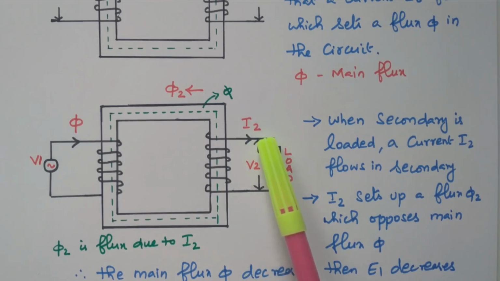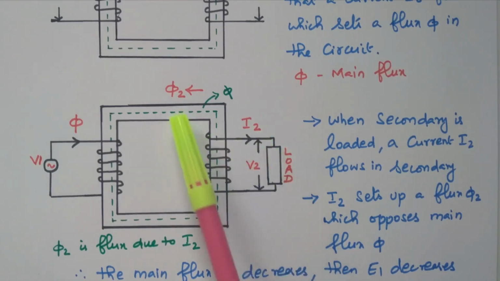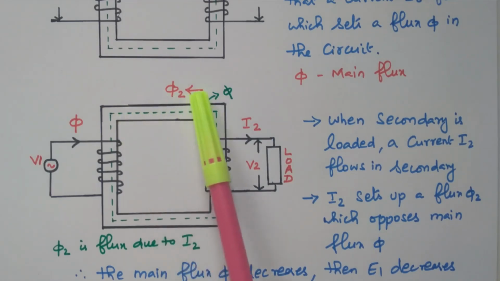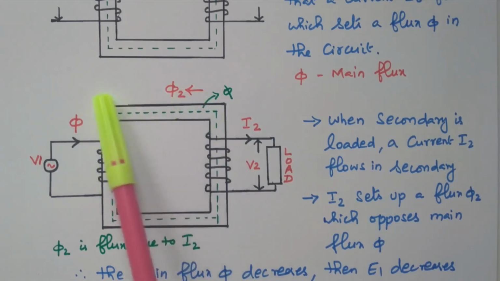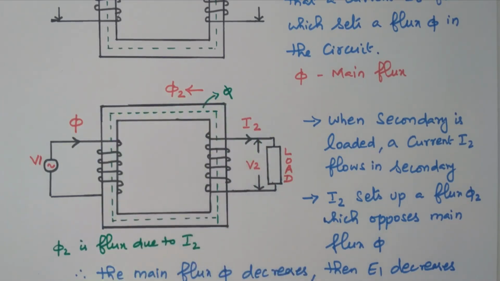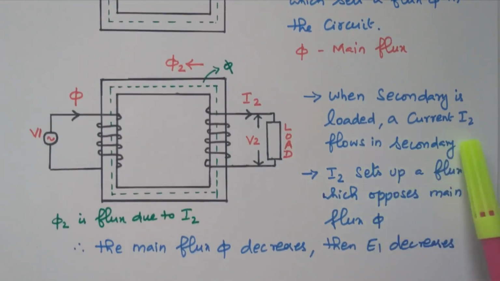The current flowing through the secondary has a rate of change of current. Due to that, flux phi 2 is produced in the secondary winding. See the direction: phi 2 is opposing the main flux. You see this direction, the main flux is coming in this direction. This phi 2 produced by I2 is opposing the main flux. So that is given. When the secondary is loaded, a current I2 is flowing in the secondary.